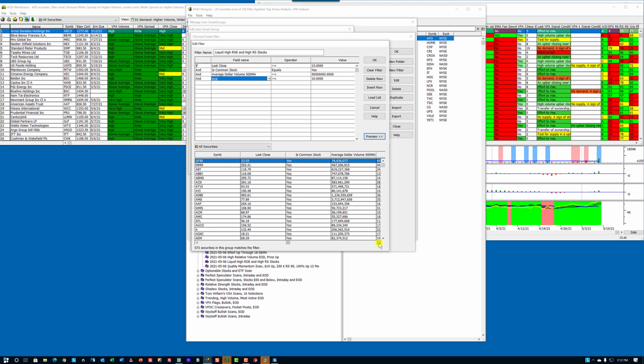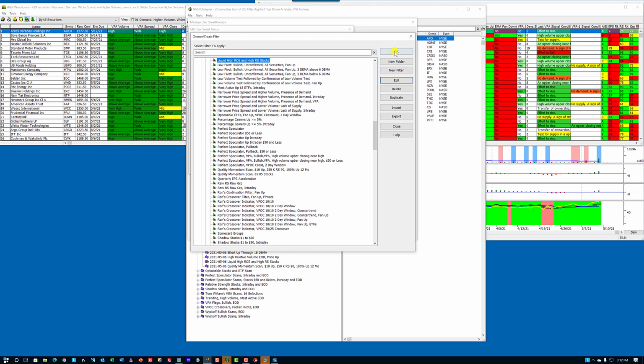So if I click on preview, you can see the average dollar volume here, and if I sort on the down arrow, it's 50 million, and you can see the ROE here. The ROE numbers are minimum of 10.